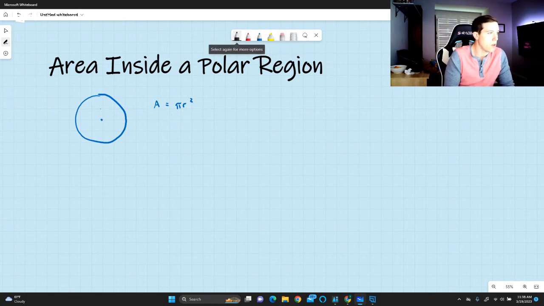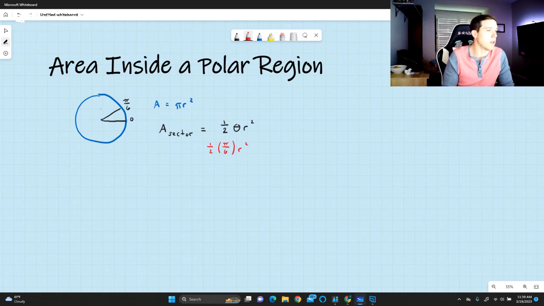So how can we turn this into a formula where, let's say, for example, I wanted to find the area of a piece of this instead, from, let's say, 0 to pi over 6? Well, there's a formula for this. It's called the area of a sector formula. Without going into too much where it comes from, to find the area of any sector, all you do is 1/2 theta r squared. And all you need to do is plug in what theta is. So if you wanted to find from 0 to pi over 6, you would just plug in pi over 6 to that. So 1/2 pi over 6 r squared. And then if r is 1, that would be pi over 12.